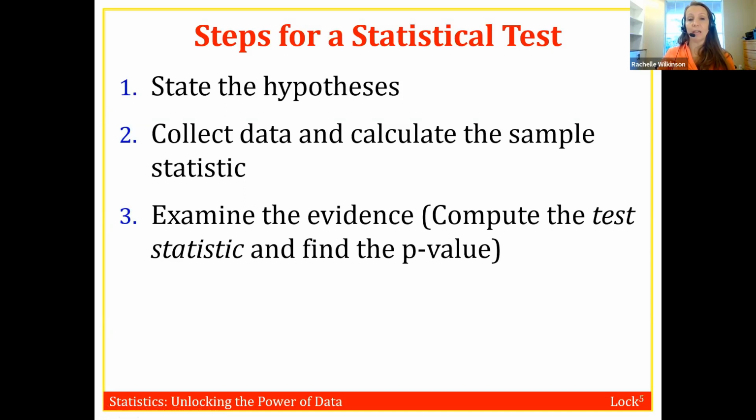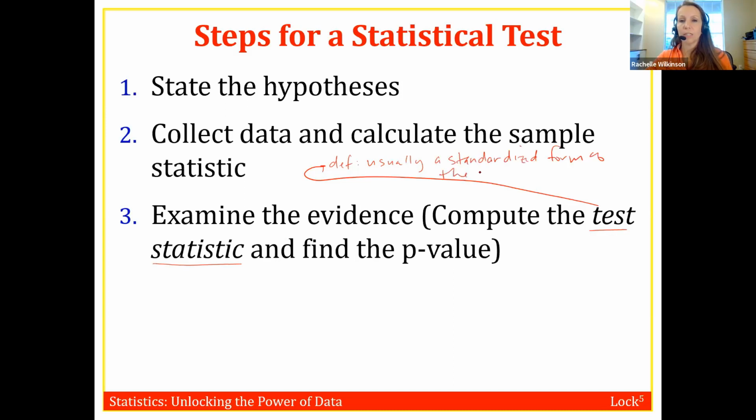We're still going to be examining the evidence, but instead of creating a randomization distribution to help us find the p-value, we're going to compute something called a test statistic and use that to help us find the p-value. So a test statistic is usually a standardized form of your sample statistic. So test statistic, our definition is that it's usually a standardized form of the sample statistic.